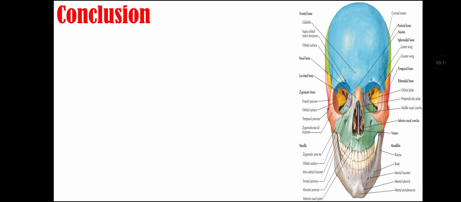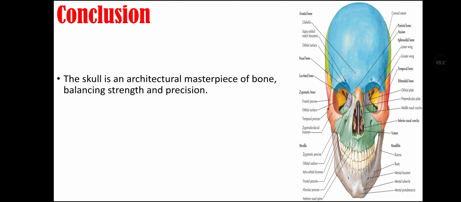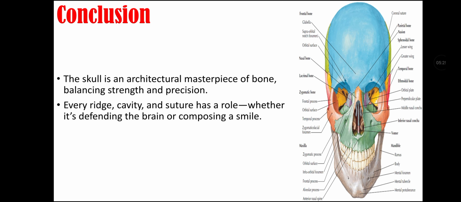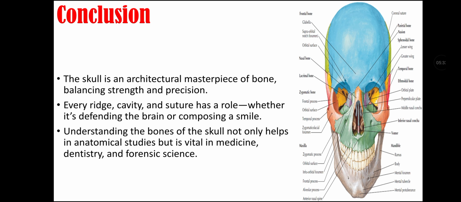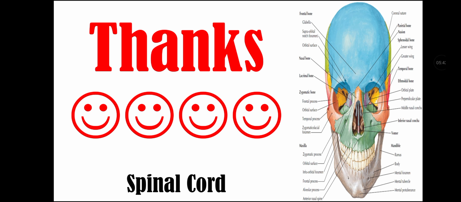Now let's talk about conclusion of this lecture video. The skull is an architectural masterpiece of bone, balancing strength and precision. Every ridge, cavity, and suture has a role, whether it is defending the brain or composing a smile. Understanding the bones of skull not only helps in anatomical study, but is vital in medicine, dentistry, and forensic sciences. And this was all about bones of skull.